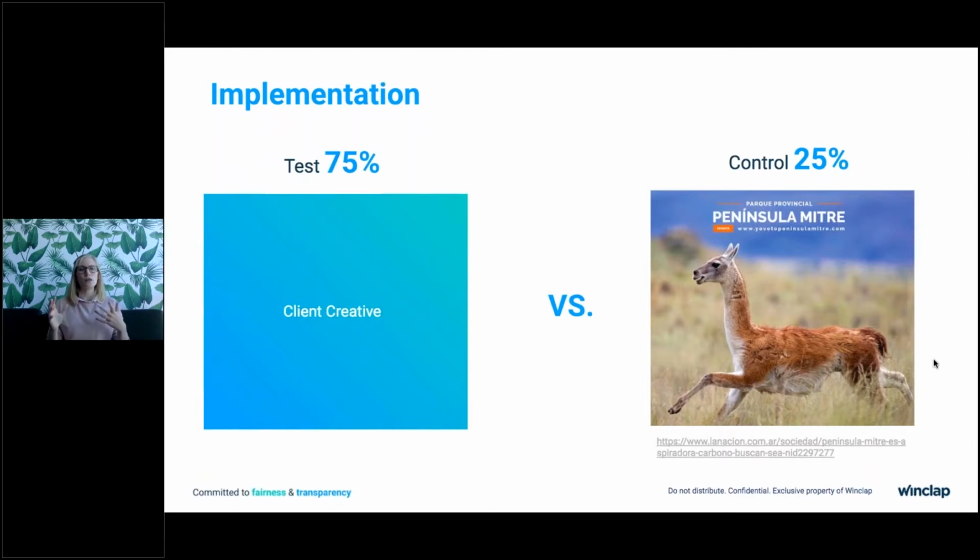So here is an example of a test that ran with a 75% group on the test side and 25% on the control side. Here you see that the test is going to have the client creative, and on the control side, we do not want to show anything related to the brand. So what we usually do is a partnership with NGOs. In this case, there is an example of what we ran with the people of Peninsula Mitre.